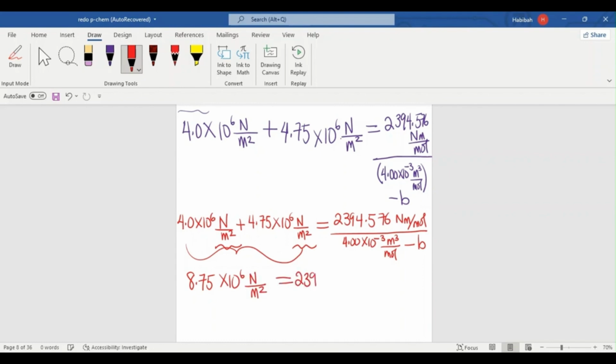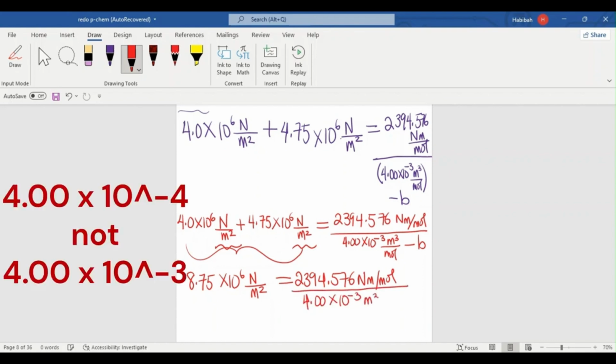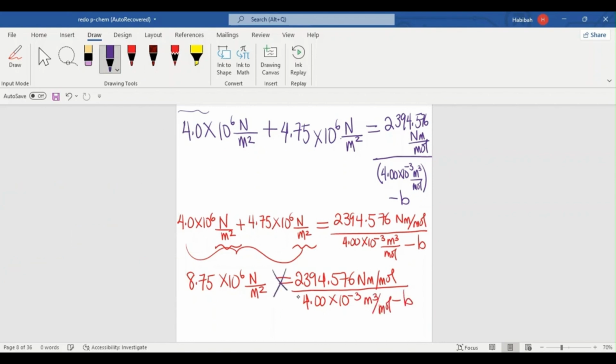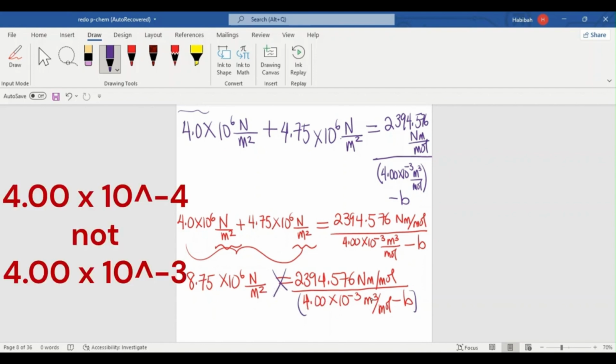And then 2394.576 Newton meter per mole divided by 4.00 times 10 raised to the power of negative 3 meter cube per mole minus B. So that's it. We just simply cross multiply. When you cross multiply, you have 8.75 times 10 raised to the power of 6 Newton per meter squared times 4.00 times 10 to the power of negative 3 meter cube per mole. So we're going to multiply that one first.